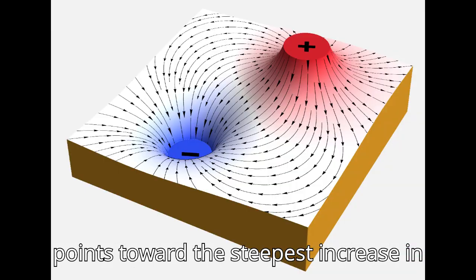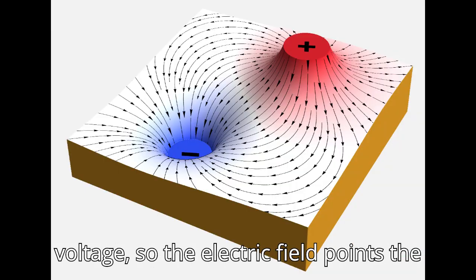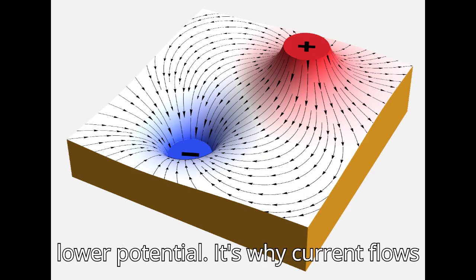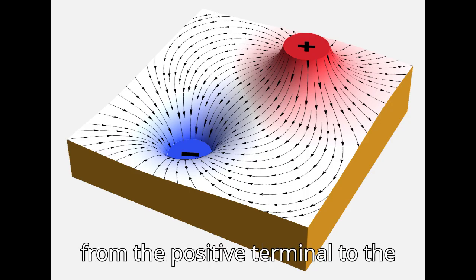The gradient points toward the steepest increase in voltage, so the electric field points the opposite way, pushing charges toward lower potential. It's why current flows from the positive terminal to the negative.